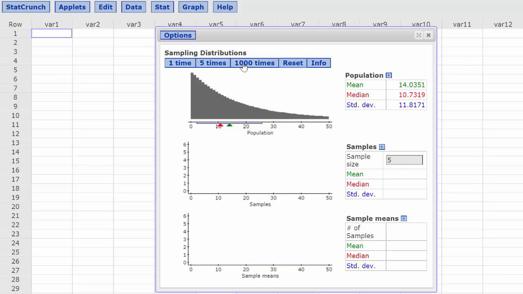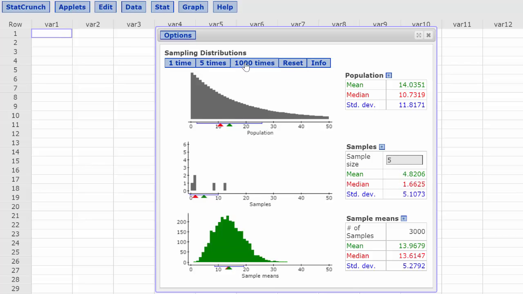I now want to increase the sample size to n equals 5. And again, let's take 10,000 samples of size 5. So this distribution looks more normally distributed. Also note the standard deviation is smaller. We would expect variability among sample means decreases as n increases, as we've seen before.